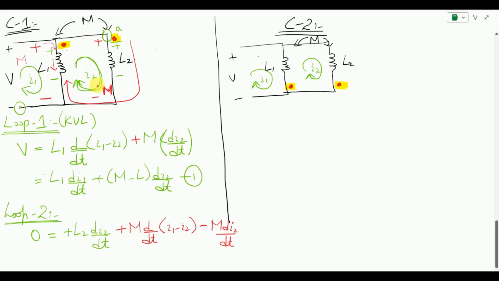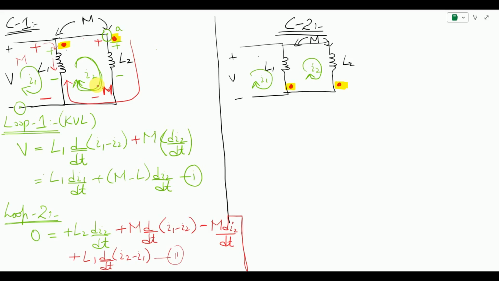And then the next element after this is going to be plus, since I am going in the opposite direction to the current, L1 d by dt. Again the current through the inductor is I2 minus I1. So this is the equation that I am going to have. So this is the equation for the second loop. So I can write it as equation number 2.